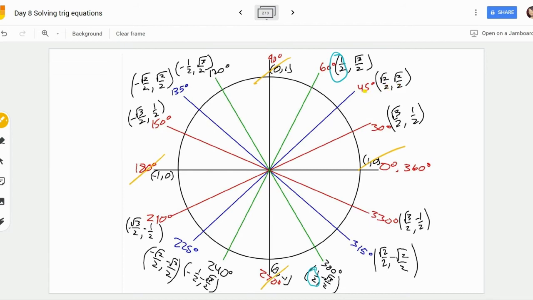We also know it's not any of the 45s, because you'd get square root of 2 over 2, that's the y value, over square root of 2 over 2. This would be tangent. And this is the same on top as on bottom, so this would just be 1. And that's the same with all of the 45 reference angles. So you're going to get 1 or negative 1. So we know it's not these ones.